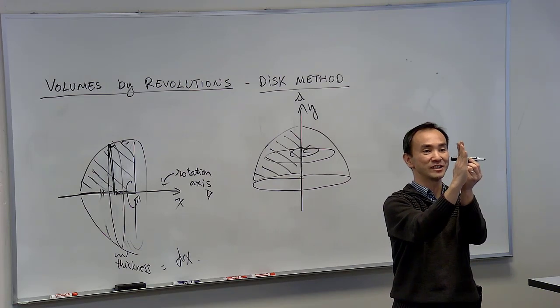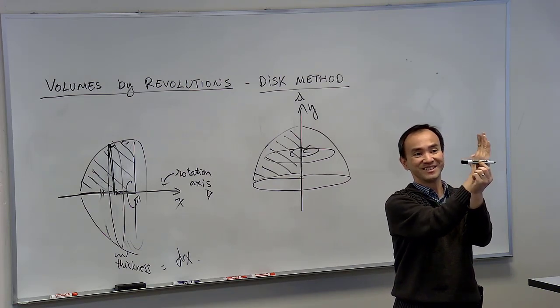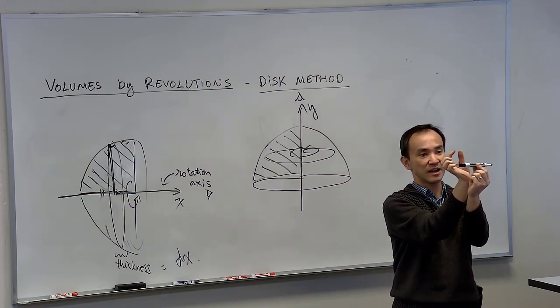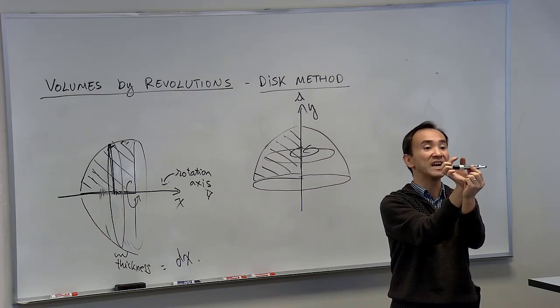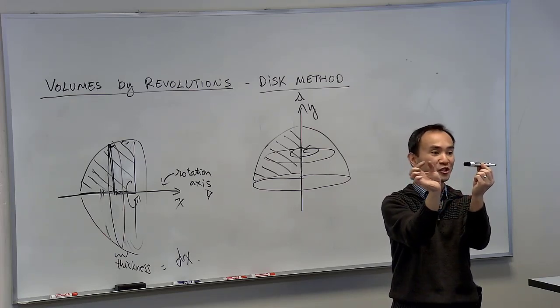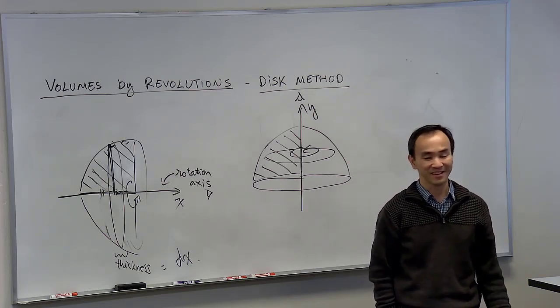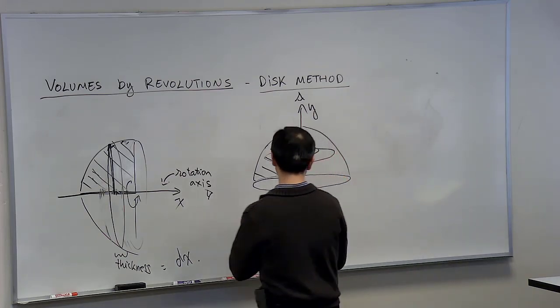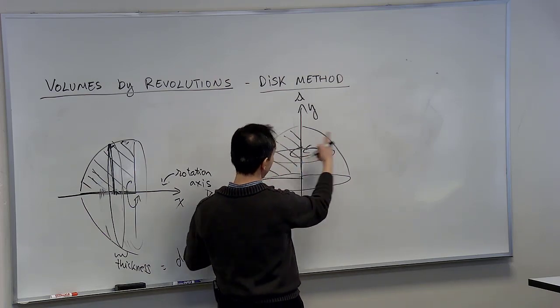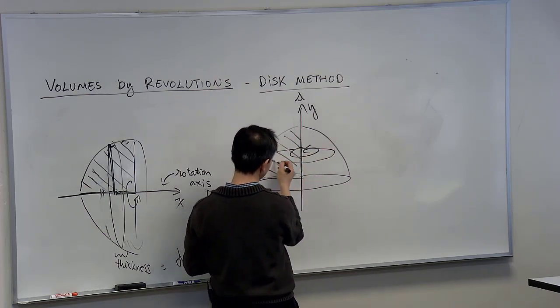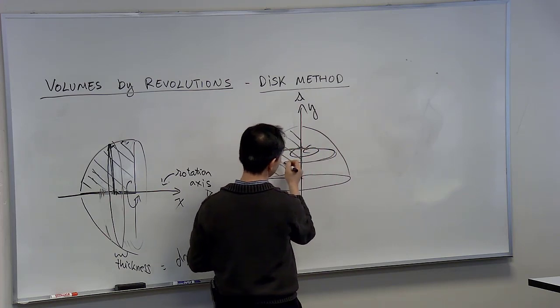So the disc goes like this. See what I'm saying now? The disc goes like that. So each of the discs, how thin or how thick it is, is dx, infinitesimally small changes in x. You got that? Okay. So similarly, if you're rotating an area around the y-axis, once again each of the cross sections is a disc again.